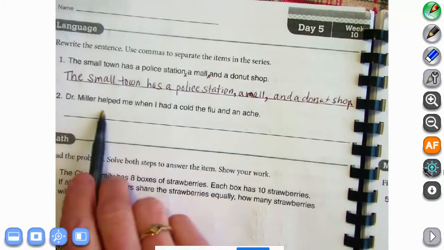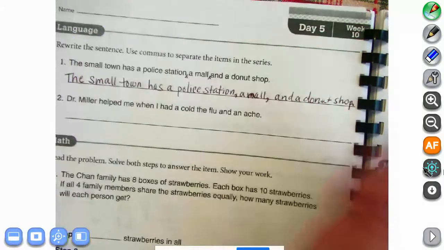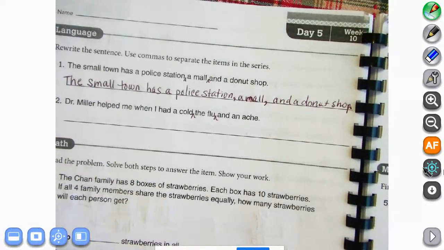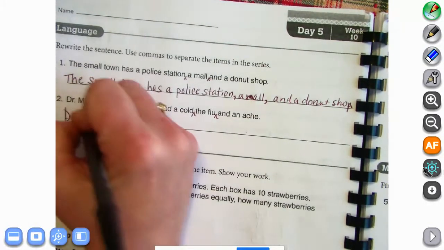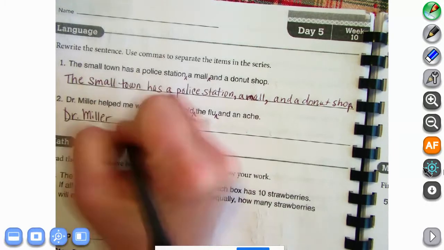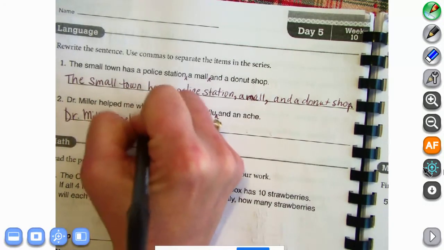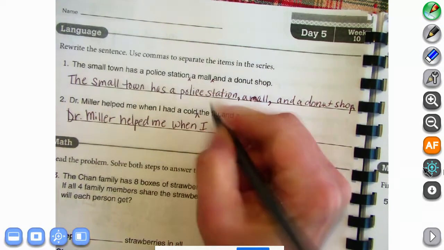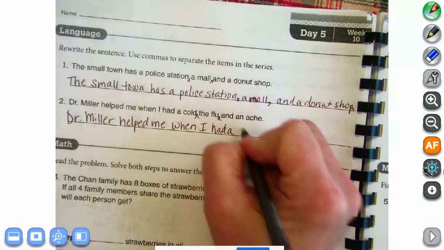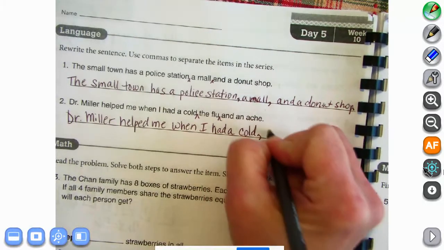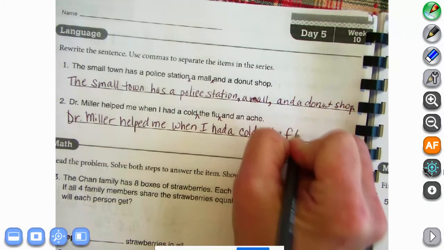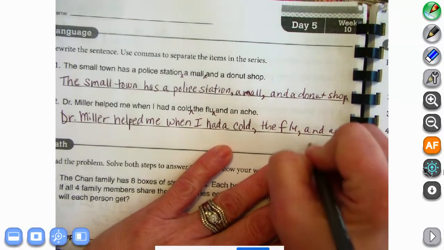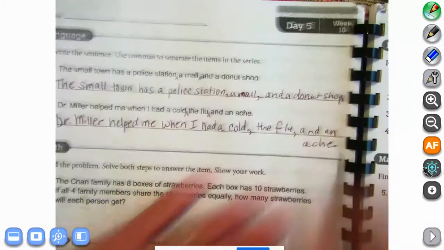Number 2, Dr. Miller helped me when I had a cold, the flu, and an ache. Cold and a flu and an ache. Okay. So Dr. Miller helped me when I had a cold, comma, the flu, comma, and an ache.